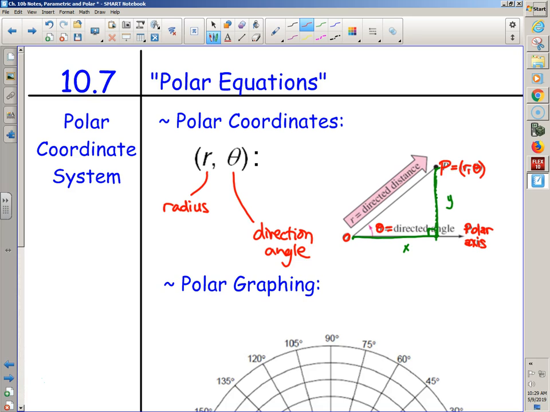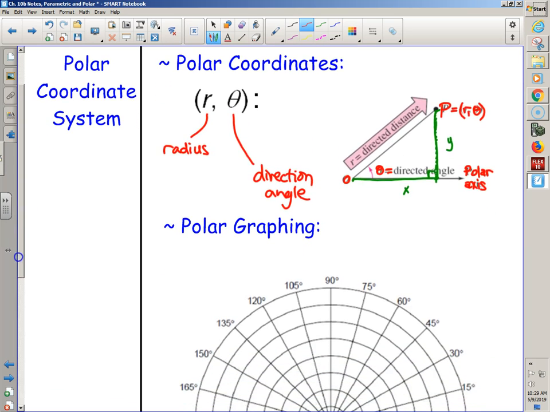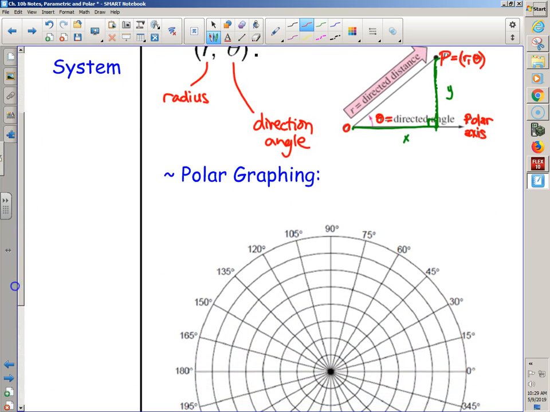And polar graphing is all done on what we call a polar grid. So a couple things about a polar grid. You guys do not have to draw the whole thing, but I just want to make sure you have the idea of it.